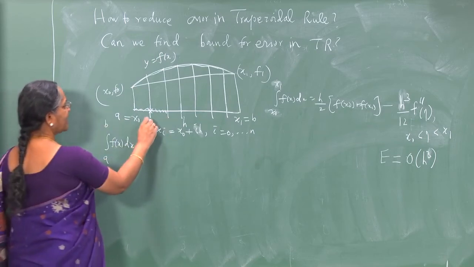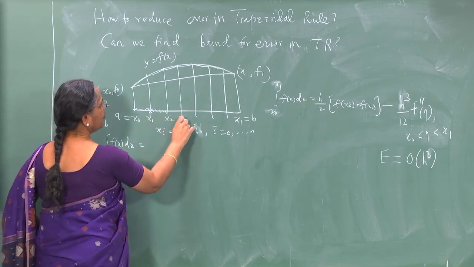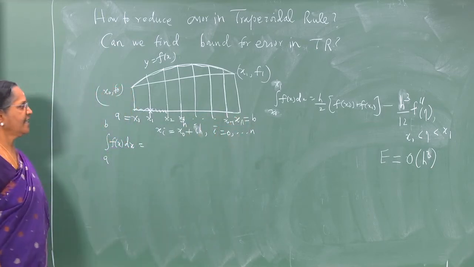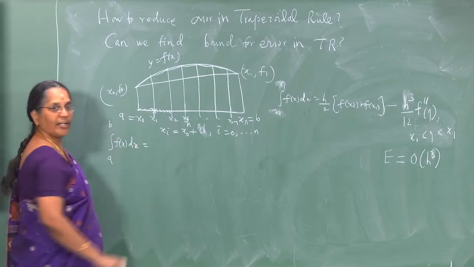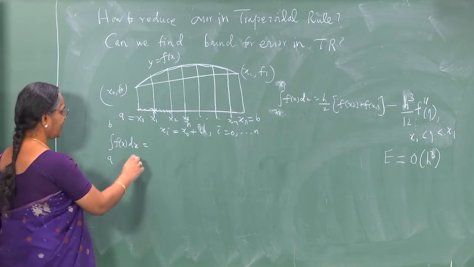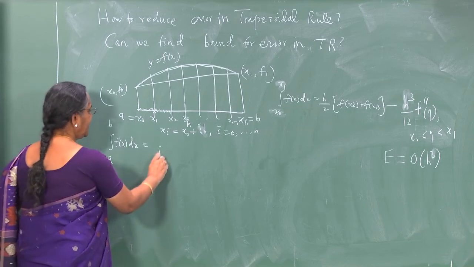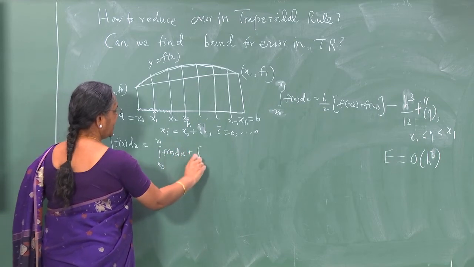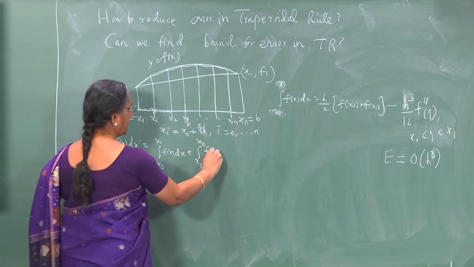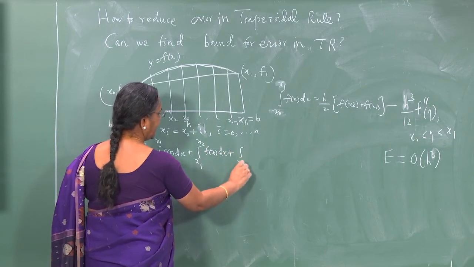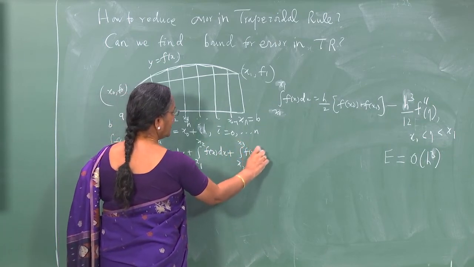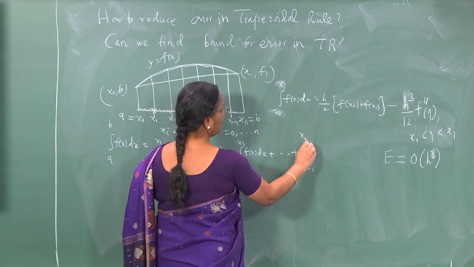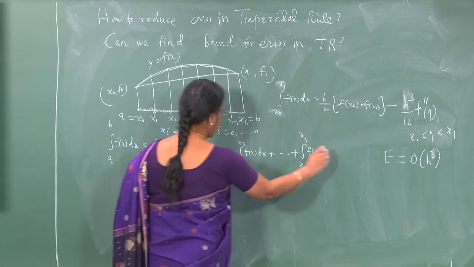So, that my points are x naught, x1, x2, x3 and so on, xn minus 1, and b will be xn, and apply trapezoidal rule in each of these subintervals. So, the first interval is integral x naught to x1 f of x dx plus integral x1 to x2 f of x dx, integral x2 to x3 f of x dx, and so on. The last integral will be xn minus 1 to xn f of x dx.